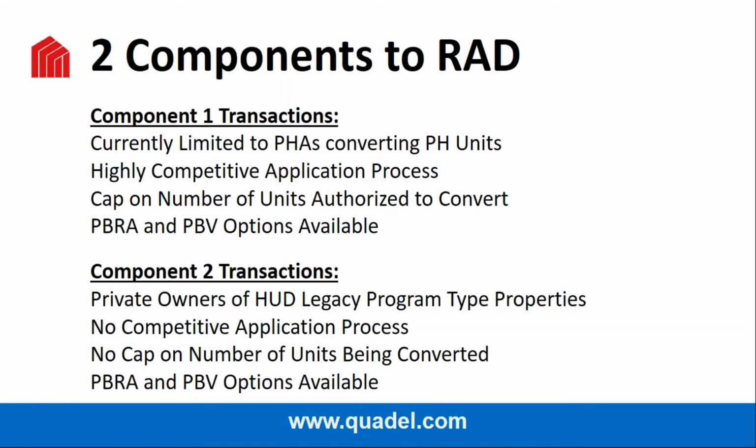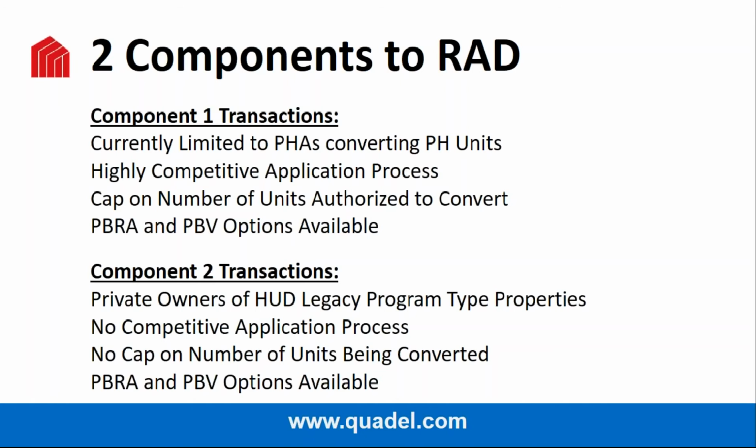Use of PBRA contracts is key for preserving older assisted Section 236 and 221(d)(3) program properties that have 40-year contracts that are expiring without any renewal options. So they felt it was important to open up PBRA to some of these program properties under Component 2. Component 2 transactions are much less popular than Component 1, and there is no competitive application process at this time.